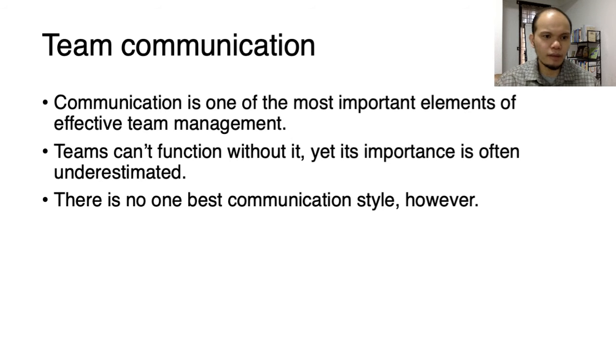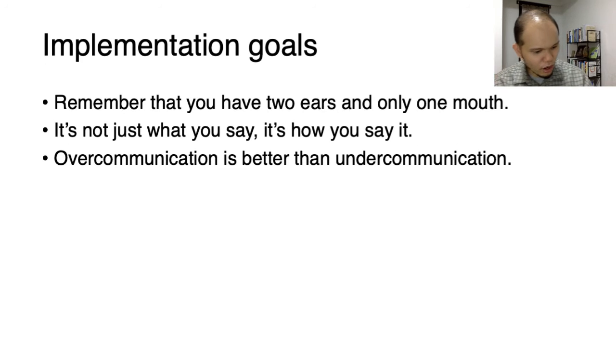But you know, I'm probably digressing. Let's take a look at team communication. How do we go about being effective in team communications? Well, these three things are important to remind ourselves that it's not really rocket science. First, remember that you have two ears and only one mouth. Listening. Communication is about listening. Number two, it's not just what you say, but how you say it. It's not just about the content. How you say it is equally important.